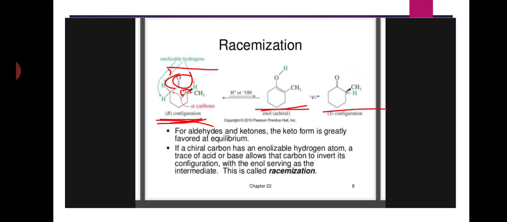For aldehydes and ketones, the keto form is greatly favored at equilibrium. If a chiral carbon has an enolizable hydrogen atom, a trace of acid or base allows that carbon to invert its configuration, with the enol serving as an intermediate. This is called racemization.